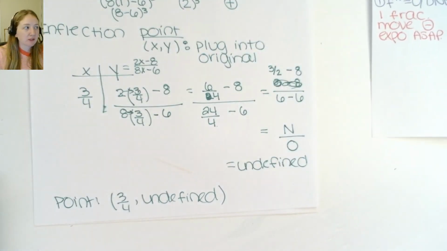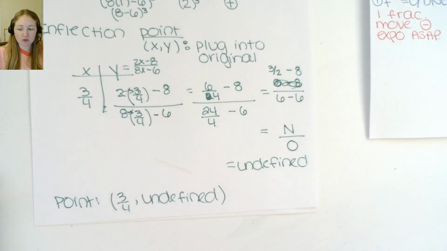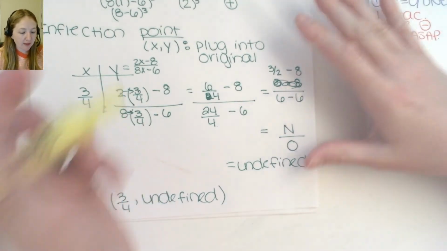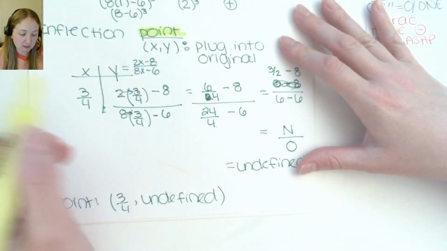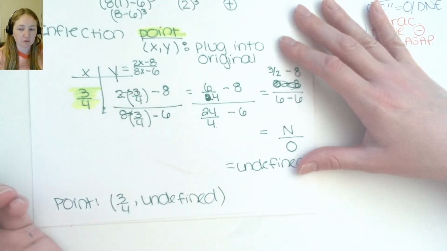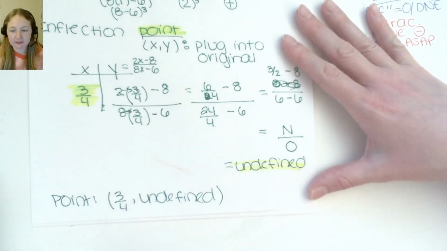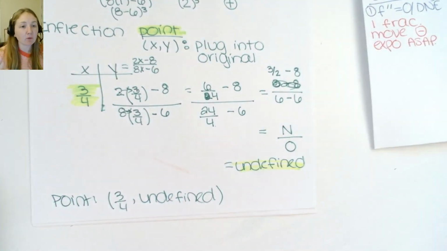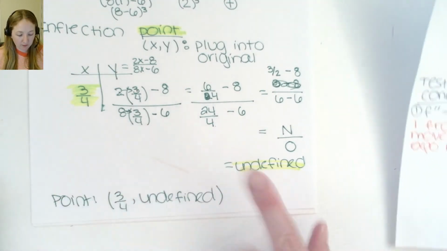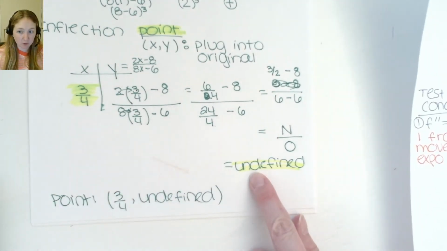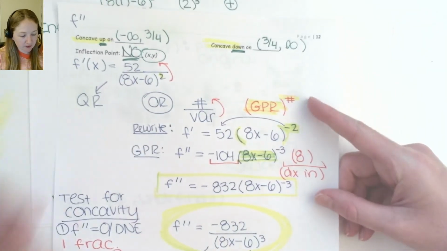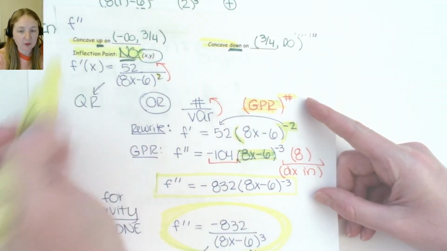A lot of students kind of fly right by that domain restriction though. And so if you do, that is okay in a sense, because when you plug in the 3/4, you will immediately see that it's undefined. And that will be kind of like hitting you right there in the face saying, okay, this is not going to work for us. It is in fact undefined. And so again, anytime you get that the point is undefined, you would have to say that there is no inflection point.